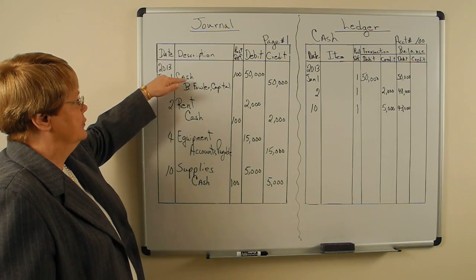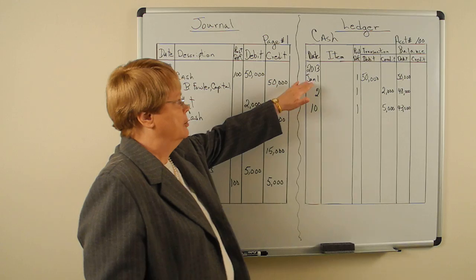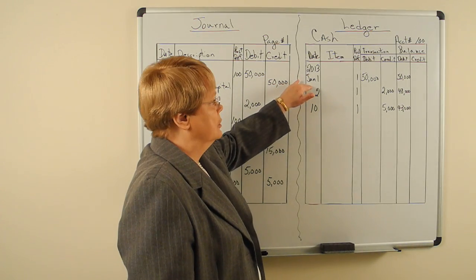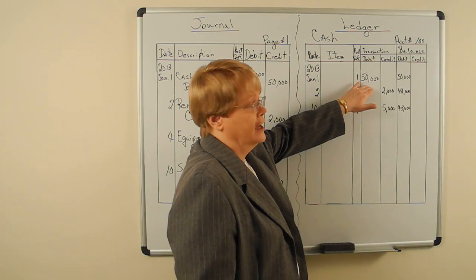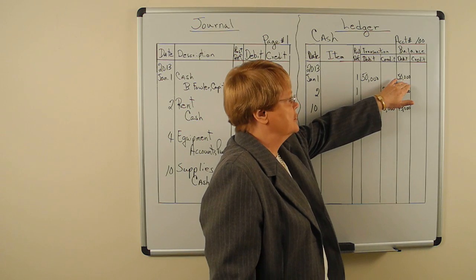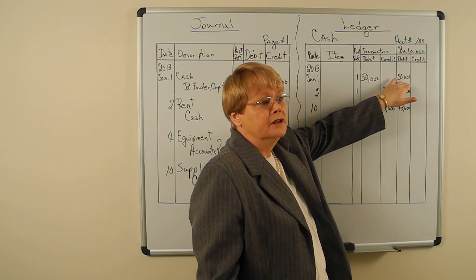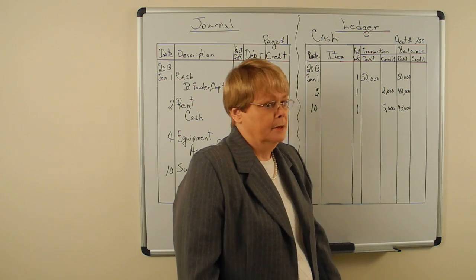I'm going to take cash. I have a debit of $50,000. Over here I put my date the same way I put it in the journal. Then I'm going to put in the $50,000 transaction, bring the balance forward. We didn't have anything to start with, so the new balance is $50,000 debit.